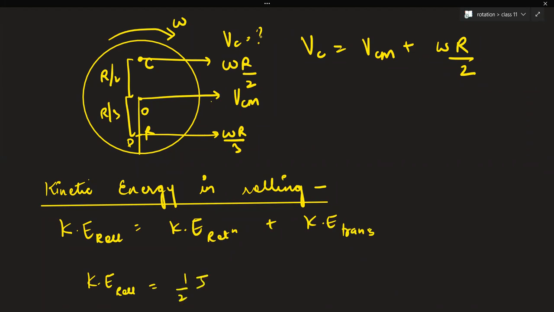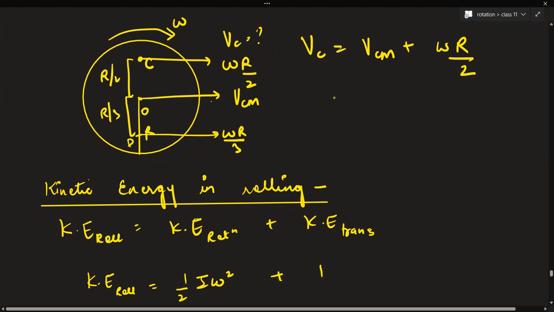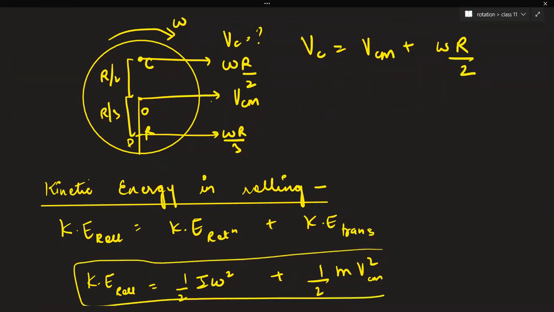was what? Half I omega square. Remember? Half I omega square, the analog we had done, instead of half m v square. And for translation, you have half m v square, and make the velocity here the velocity of the center of mass, because in this lesson we are focusing on the center of mass. So this is the equation.